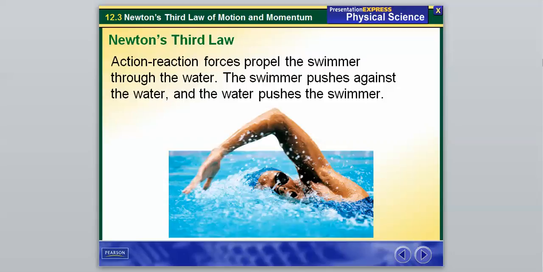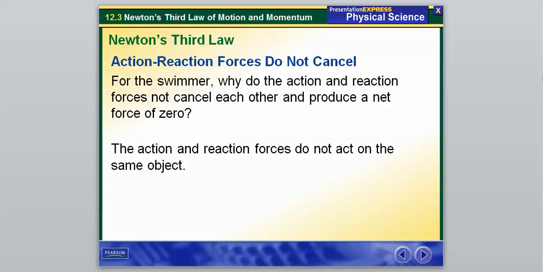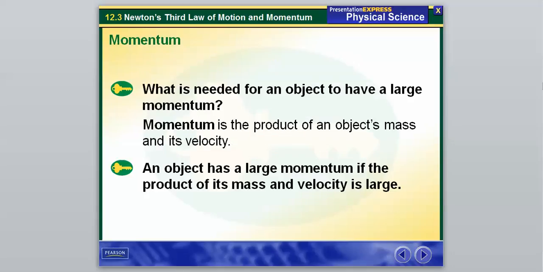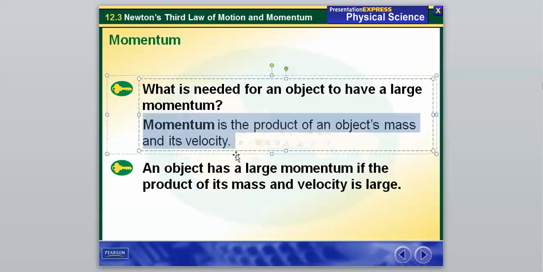And again, we'll talk about that more in class, but don't be confused. Newton's third law doesn't say that everything's going to be canceled out. And one big word that's also associated with Newton's law is something called momentum. And momentum is the product of an object's mass and its velocity. So when you multiply mass and velocity together, you're going to get momentum.